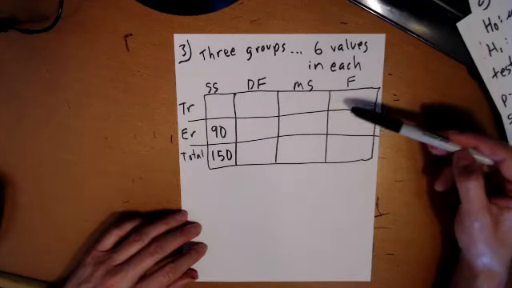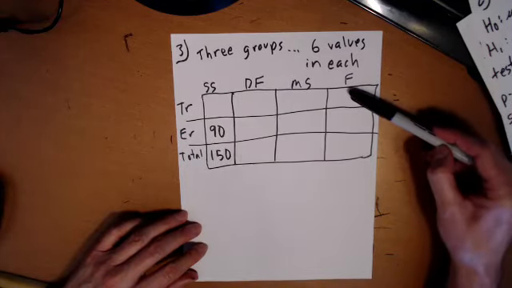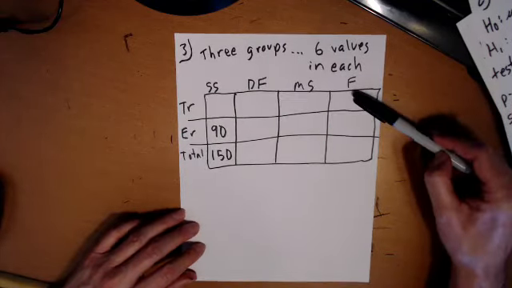Again, back in the day, you had to make an ANOVA table in order to get our F, in order to get our p-value, all the way back in the day before fancy computers.